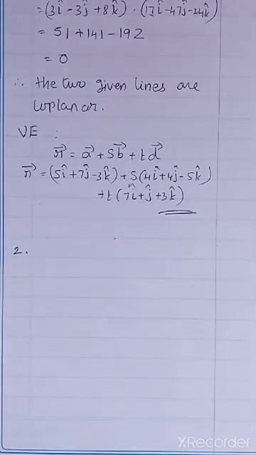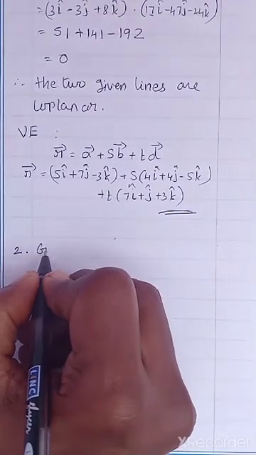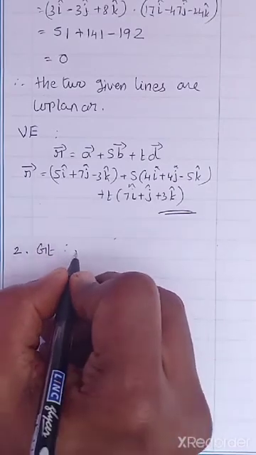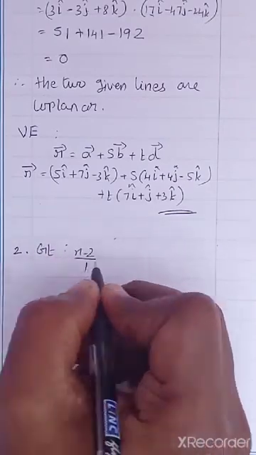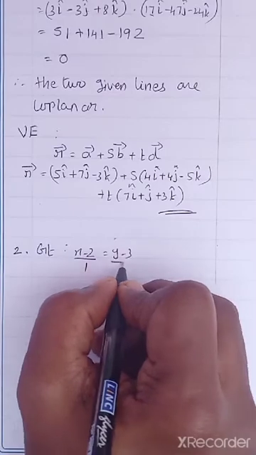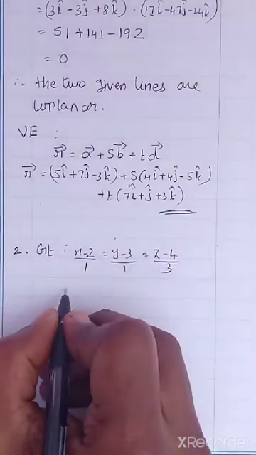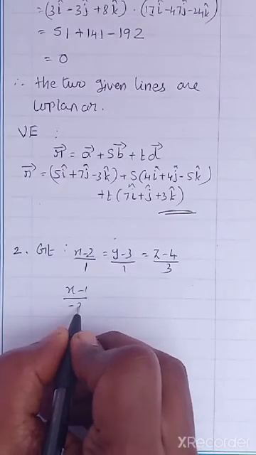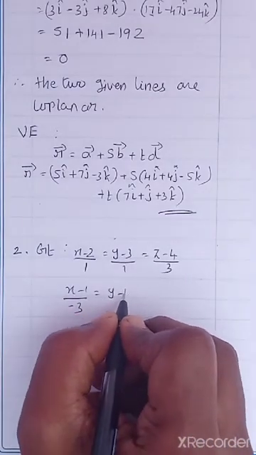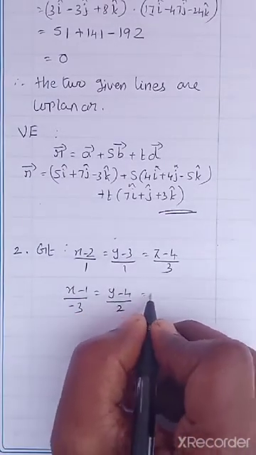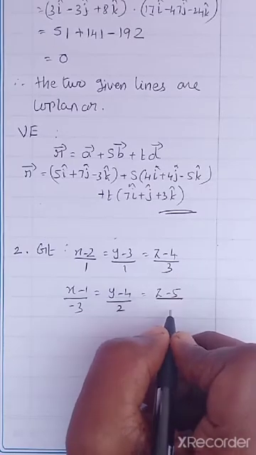Show that the lines are coplanar. Also, we want to find out the Cartesian equation of the plane. So what are the two lines given? (x minus 2)/1 = (y minus 3)/1 = (z minus 4)/3, and another line (x minus 1)/minus 3 = (y minus 4)/2 = (z minus 5)/1.